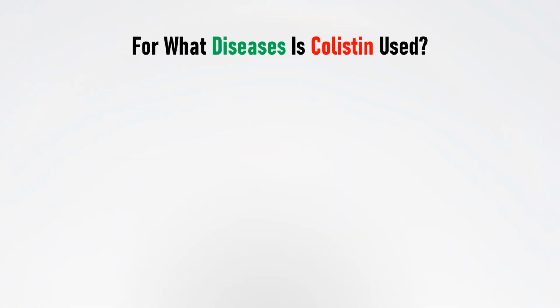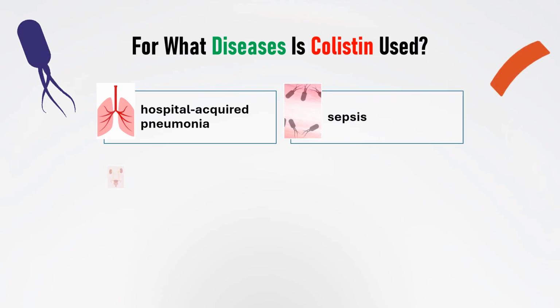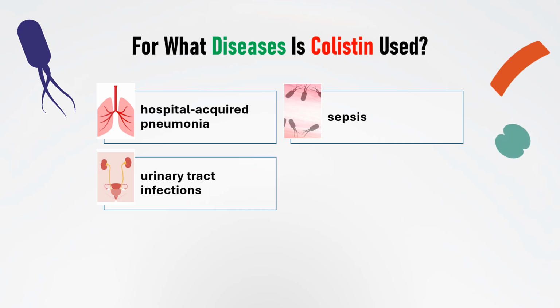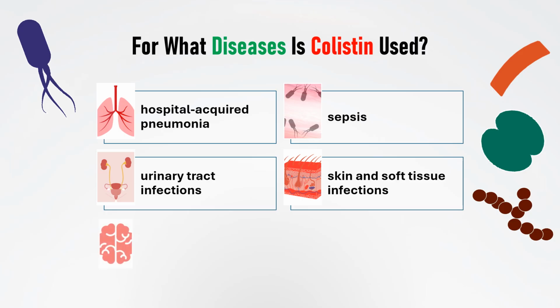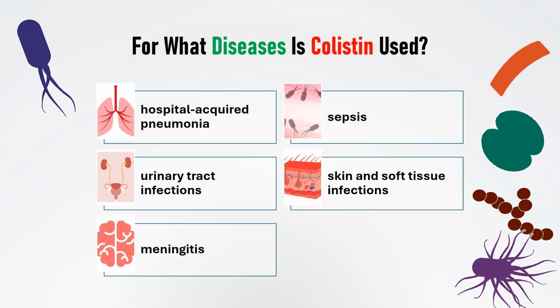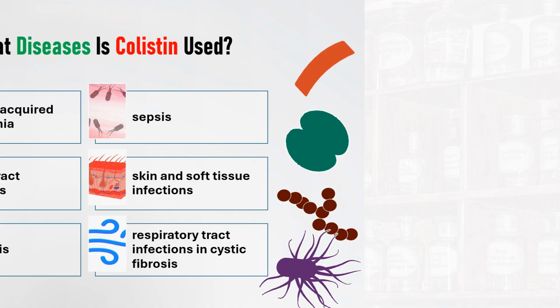For what diseases is colistin used? Colistin is used to treat severe infections: hospital-acquired pneumonia, sepsis, urinary tract infections, skin and soft tissue infections, meningitis, and respiratory tract infections in cystic fibrosis. The drug is especially frequently used in intensive care units.